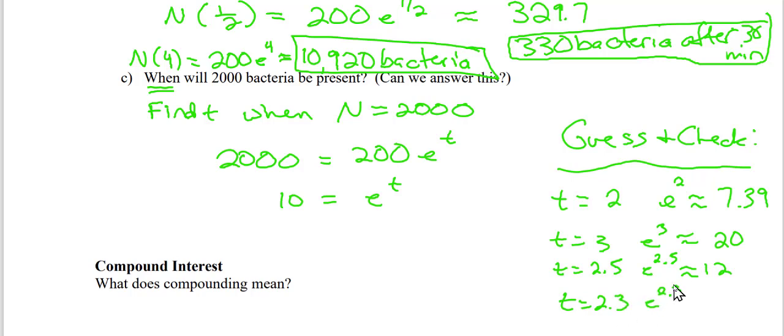Try that. E to the 2.3. Oh, that's better. 9.97. So if we rounded that, that's pretty close. So approximately 2.3 hours. After approximately 2.3 hours, we'd have 2,000.